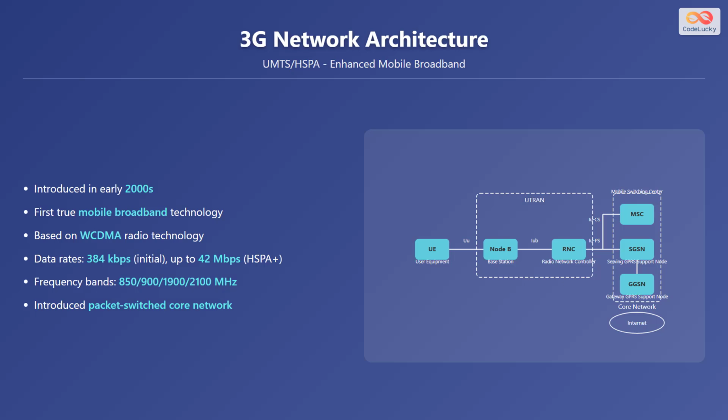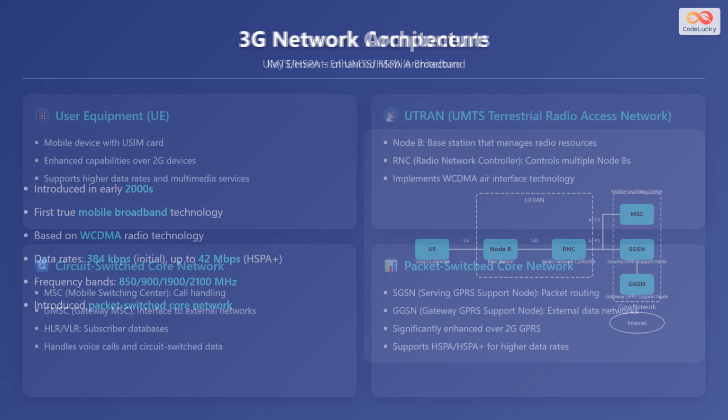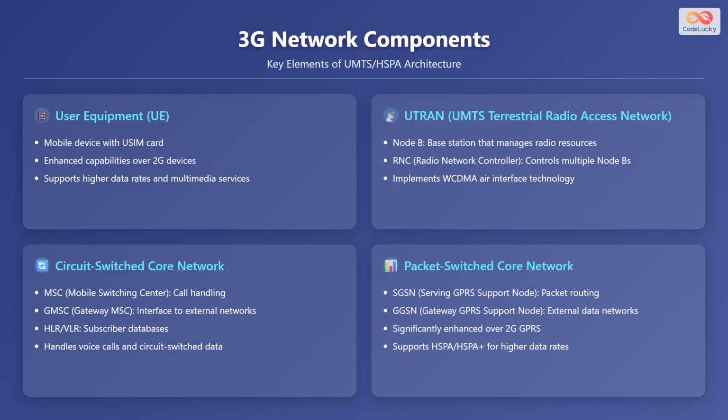3G networks introduced a packet-switched core network. The architecture includes user equipment, Node B, radio network controller, mobile switching center, serving GPRS support node, and gateway GPRS support node. Let's break down the key components of the 3G network architecture. First is the user equipment, or UE, which refers to the mobile device that uses a USIM card. This has enhanced capabilities compared to the 2G devices. It supports higher data rates and multimedia services.